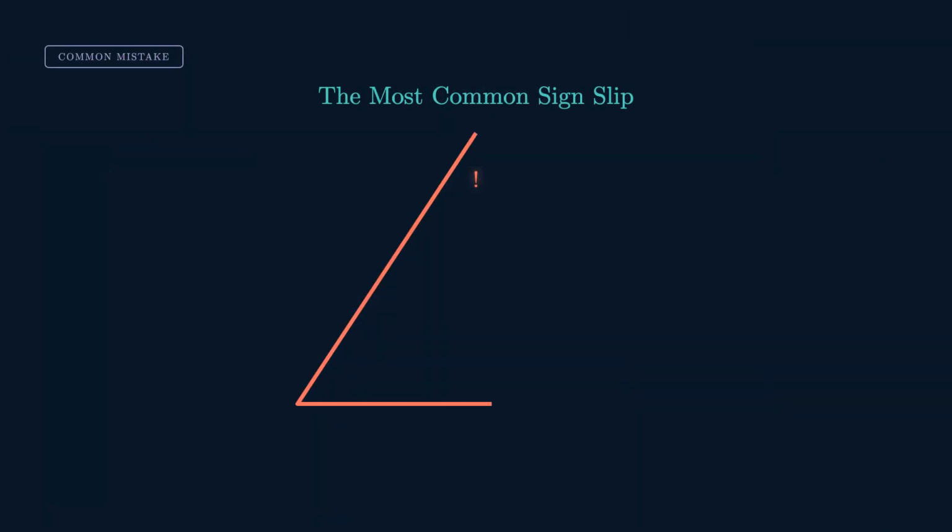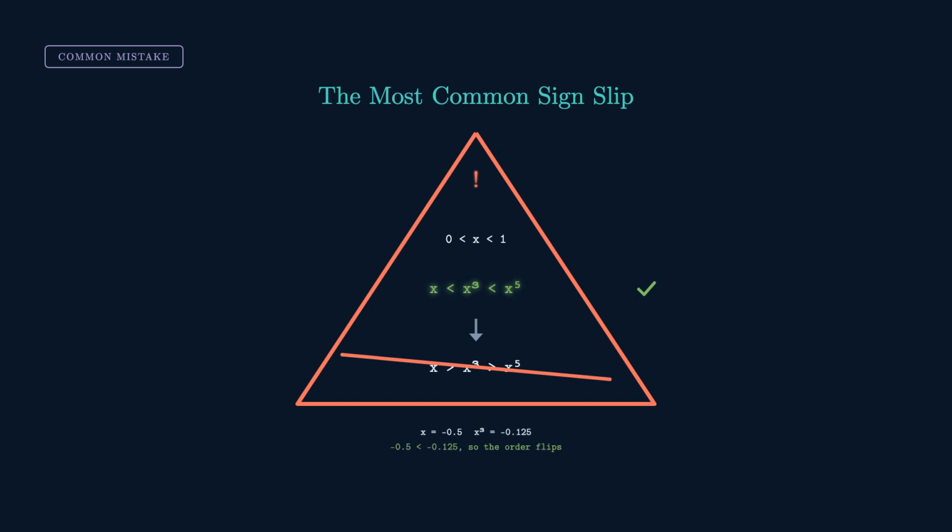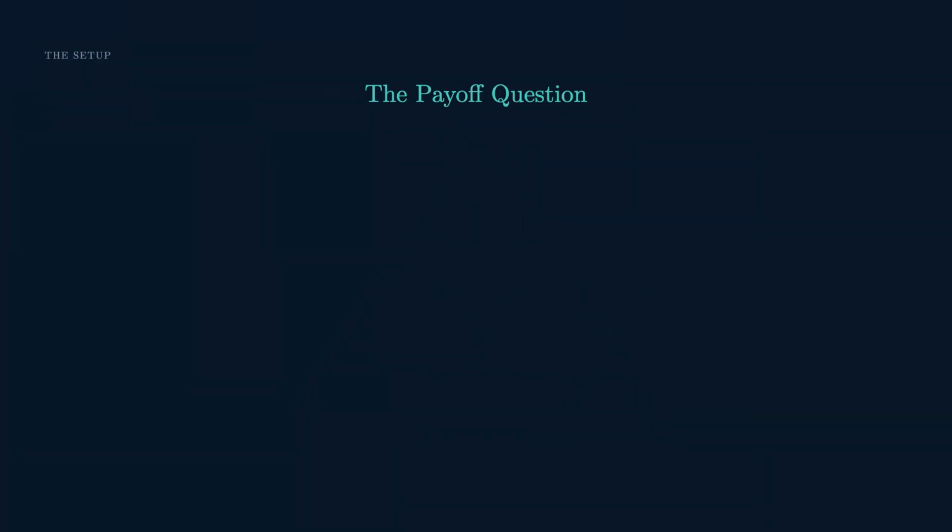Here's where people lose marks. You work out that x beats x cubed beats x to the fifth between 0 and 1, then paste that ordering straight onto the negative side. Wrong. At -0.5 you get -0.5, -0.125, -0.03125, closer to 0 means bigger. Every inequality flips. Here's the question that shows up constantly.